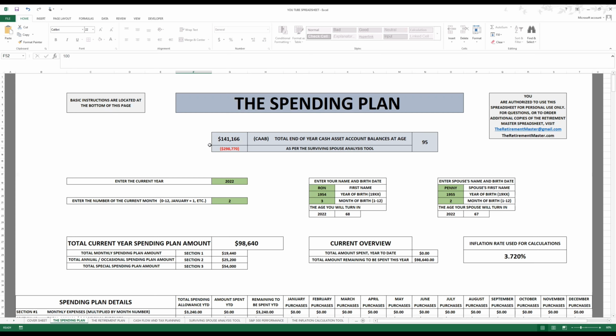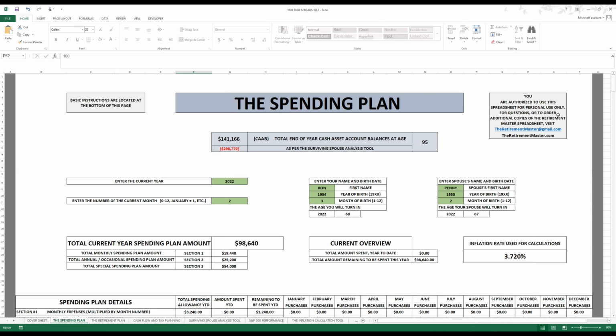Now, one note about this number. The entire spreadsheet is dedicated to producing this one number for you. Every time you enter a number or a piece of information, the spreadsheet does almost 7,000 calculations to provide you with this number. So it is a very comprehensive, very complex calculation that you can depend on for your retirement and its success.